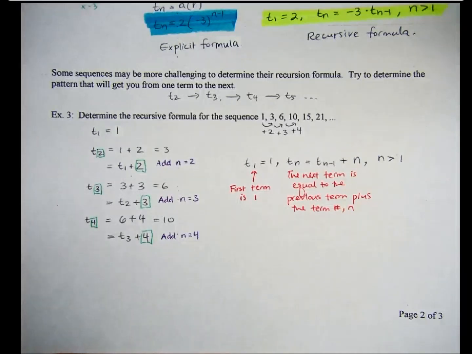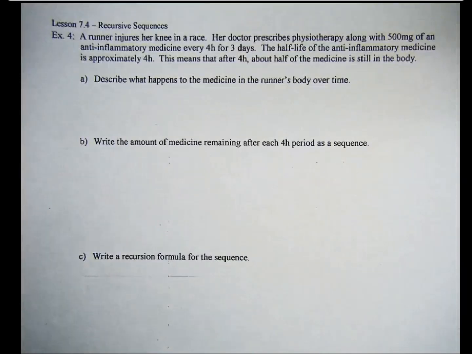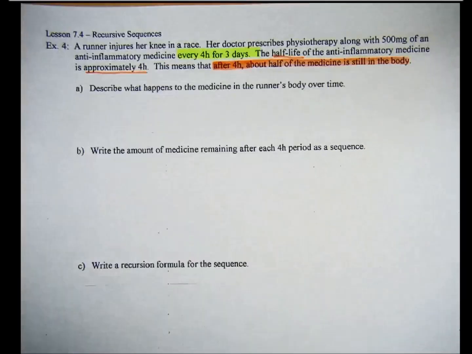Alright, last example, so turn to page 3. This is a word problem. So I want you to read the question, the example, and highlight some of the key points, and then write down what happens to the medicine in the runner's body over time. So answer A. Pause the video and do that now, please.